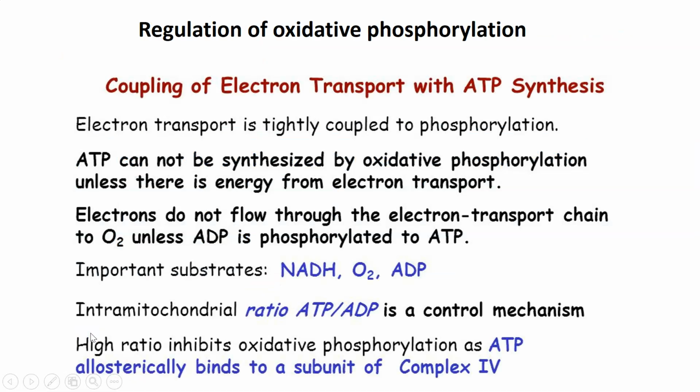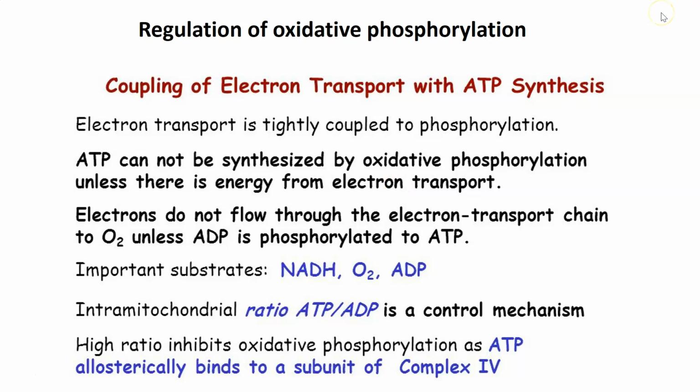Just to finish off then, I'm just going to leave you with this last slide now. Just to point out that electron transport is coupled with ATP synthesis. ATP synthesis can only happen when the electron transport chain is working properly. Without that, ATP synthesis doesn't occur. Also, ATP cannot be synthesized by oxidative phosphorylation unless there is energy from electron transport.